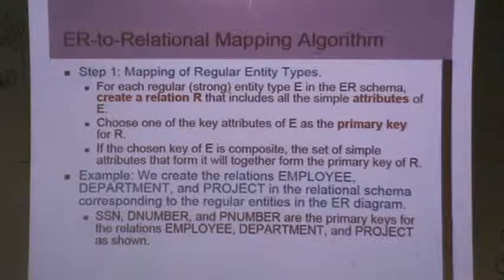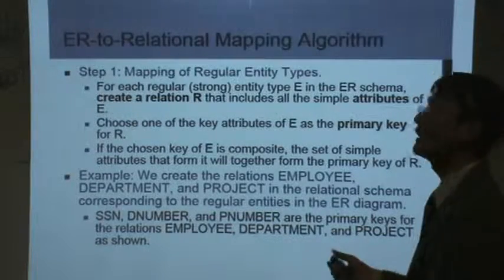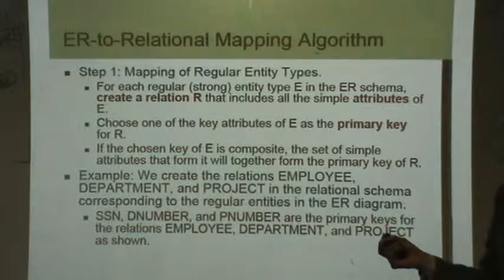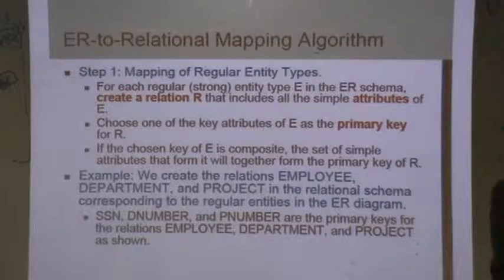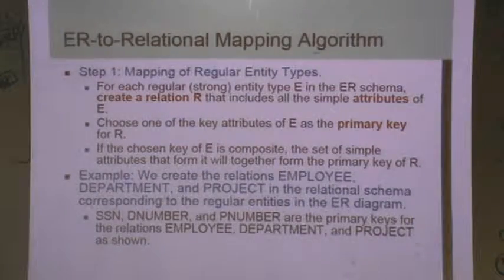So we can select the social security number for the employee, or D number for the department, and the P number for the project. Then what about the other attributes? The other attributes will be attribute columns of the relation. Very simple. So that's it.